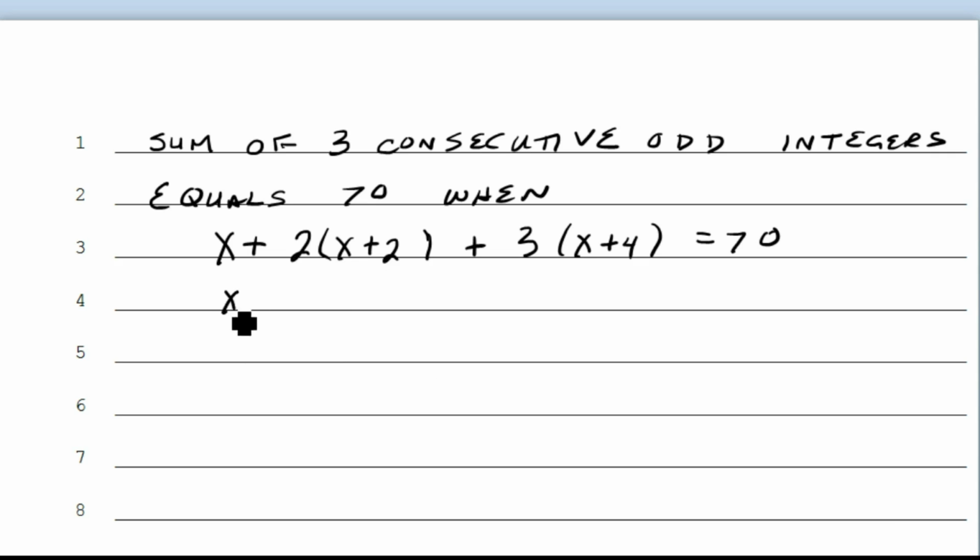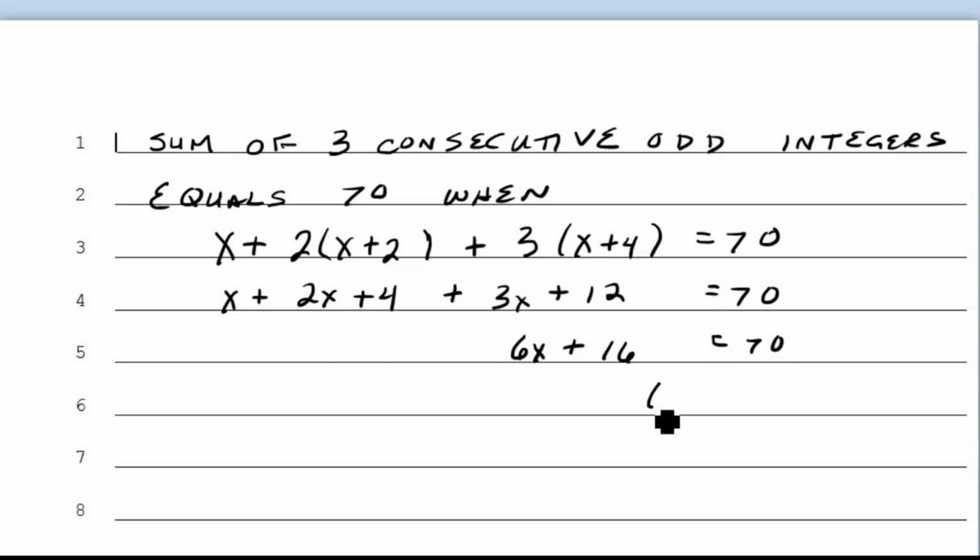You can just expand all this out. x plus 2 times x plus 2, plus 3 times x plus 4, which is x plus 2x plus 4 plus 3x plus 12, equals 70. 6x plus 16 equals 70. 6x equals, subtract 16 from each side, 70 minus 16. 6x equals 54. x equals 9.